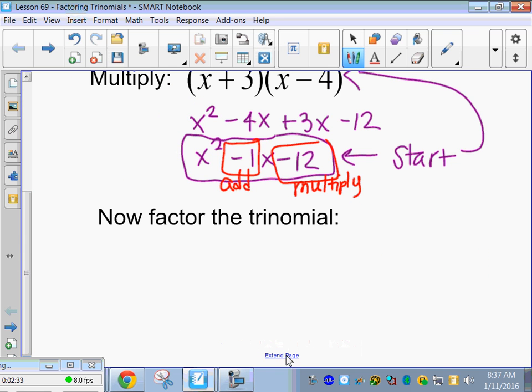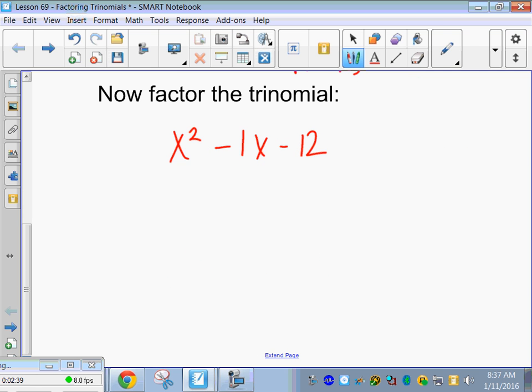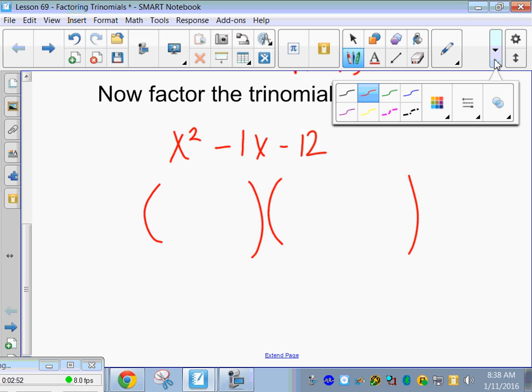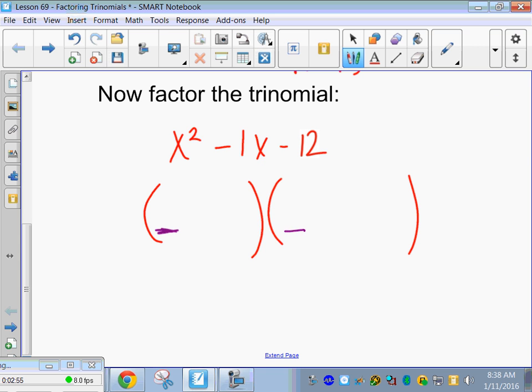So if I want to factor the trinomial, let's say we started with this. Okay? So we start with a quadratic equation. That's when we have x squared, right? And it says factor the trinomial. We're going to go backwards. So I have two sets of parentheses here. These first two spaces have to multiply to give me x squared. So what would go in my two spaces? X times x. That would give me x squared. Okay? And then these two numbers have to multiply to give me negative 12 and add to give me negative 1.